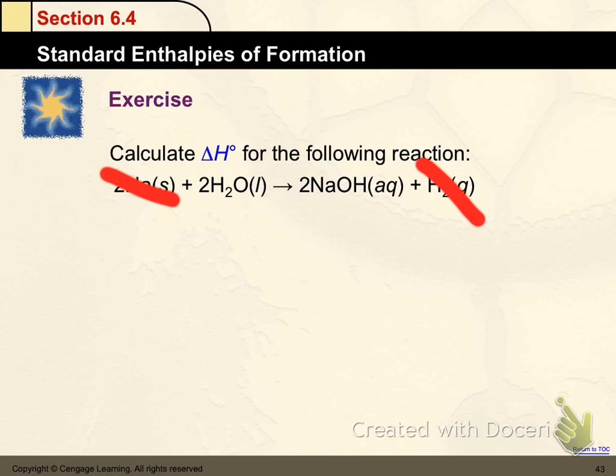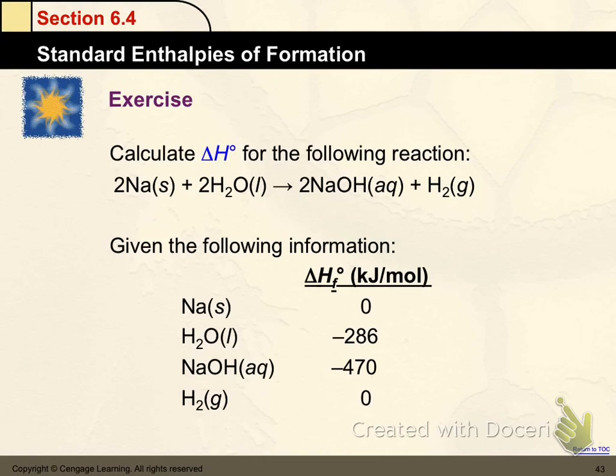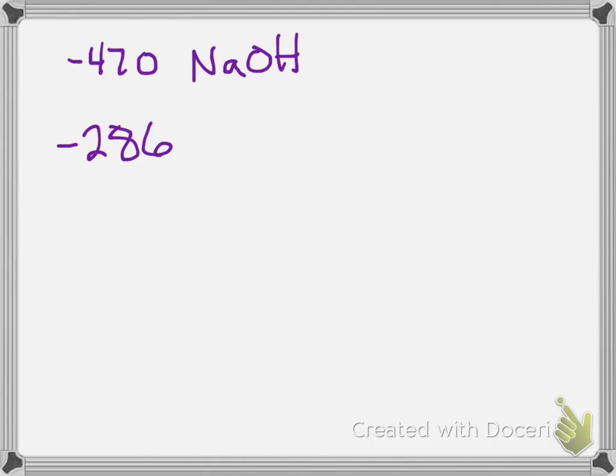So it's products minus reactants. We've got to find the standard enthalpy of sodium hydroxide. If you looked in Appendix 4 of your book, you would find that was negative 470. And for water, that's negative 286. So I'm going to go to a different page here. I'm going to say negative 470 for sodium hydroxide, and negative 286 for H2O.